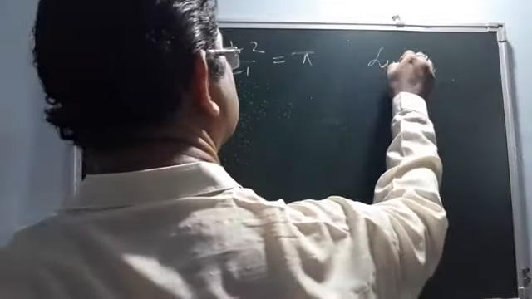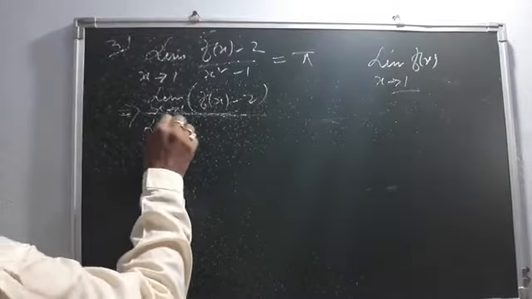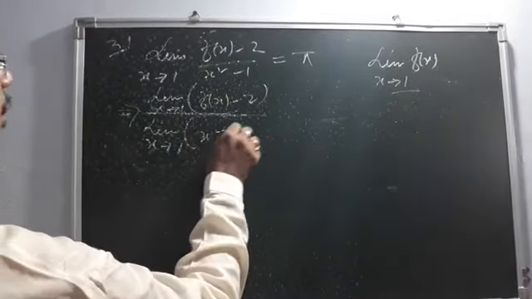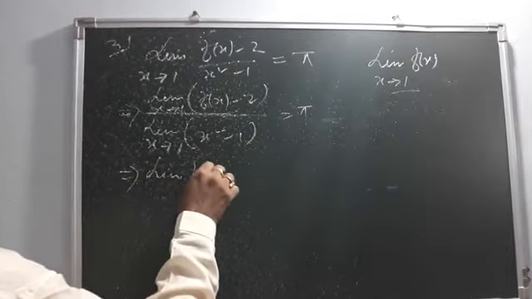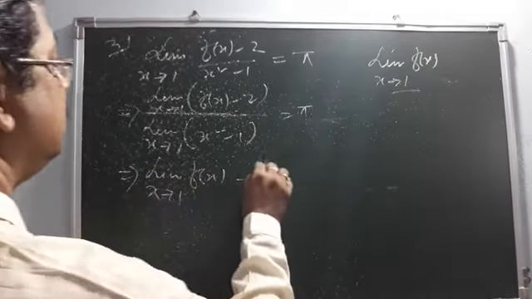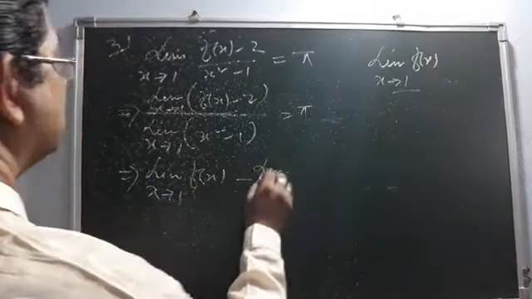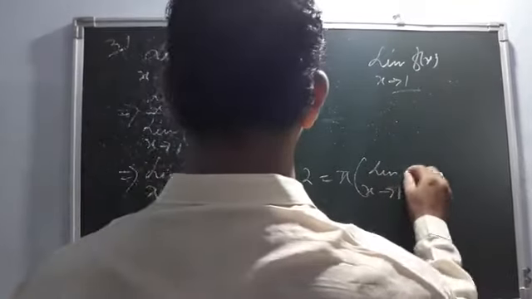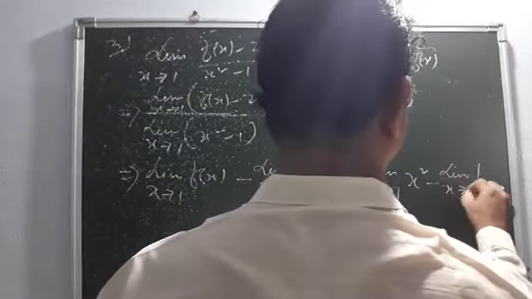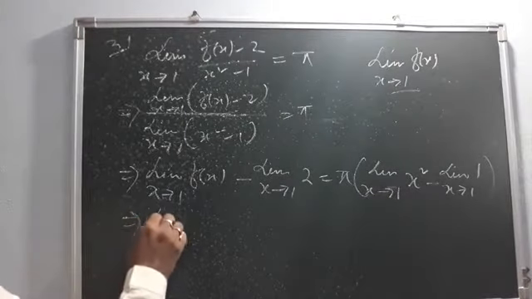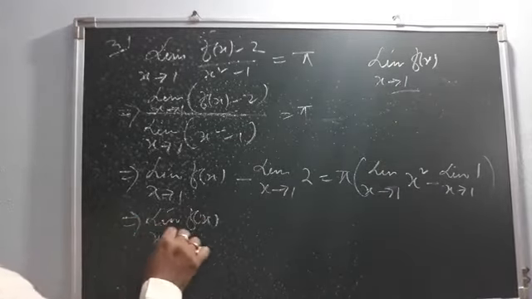So if it is the situation, then you can take limit x tends to 1, f(x) minus 2. I have taken limit on both the numerator and denominator. That is the property of limit we are using, and we will get this one as pi. Then numerator: limit f(x), x tends to 1, minus limit x tends to 1, 2, and cross multiplication, pi inside bracket, limit x tends to 1, x square minus limit x tends to 1, 1. So this will be the what? Limit f(x), x tends to 1.